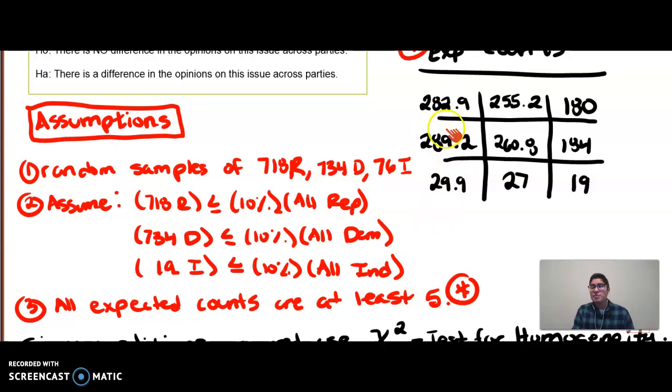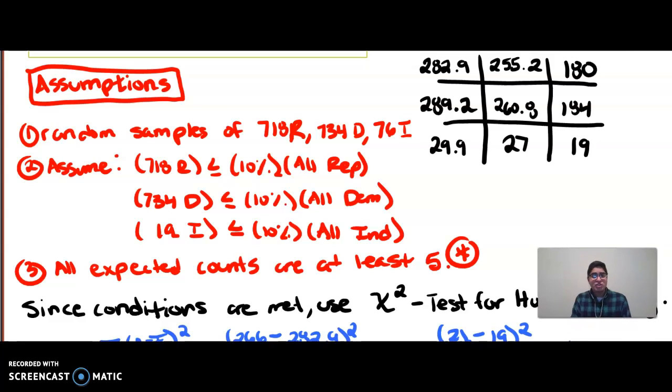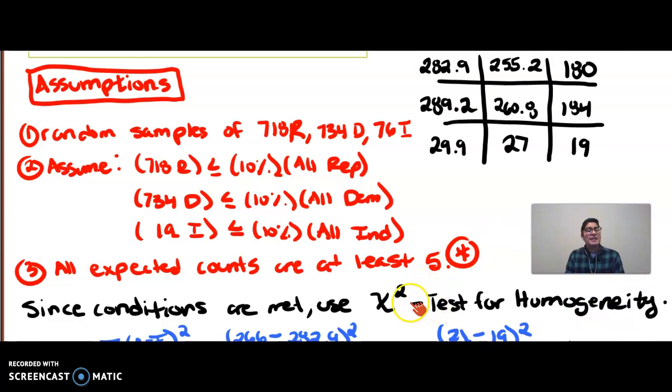We look and our expected counts are all greater than or equal to 5. And since all of our conditions are met, we now use what is called a chi-square test for homogeneity. And the way I recognize this is because I'm looking at the categorical variable, and then I'm looking at how it varies throughout the different populations. So I'm looking at, do all of the populations follow this idea that they all have the same ideology between good idea, poor idea, and no opinion? Or based on the population, is there evidence to suggest otherwise?